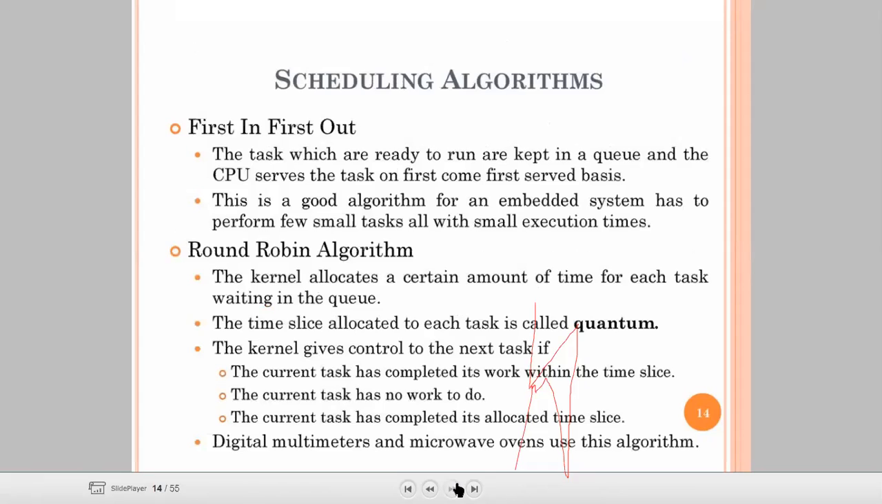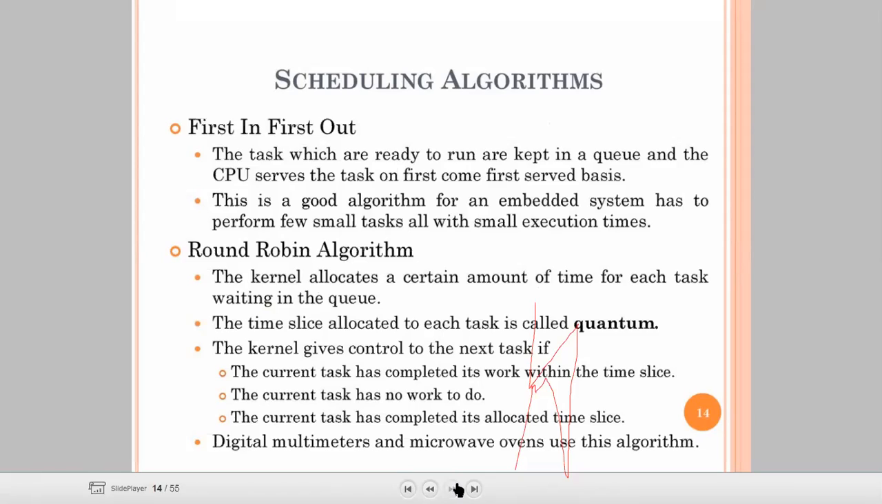Okay, scheduling algorithms. Here we explain in detail, first in first out. Earlier we discussed scheduling algorithms, but they were only clock driven. Weighted round robin, and third one according to priority, and earliest deadline first, and slack time. Of course, all those are covered here also.